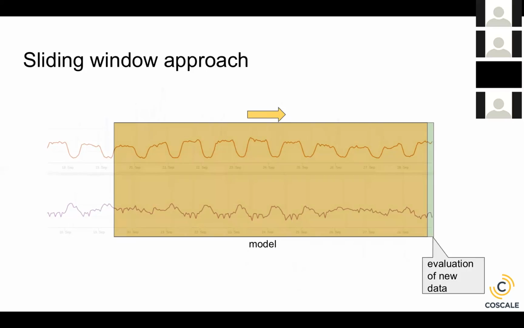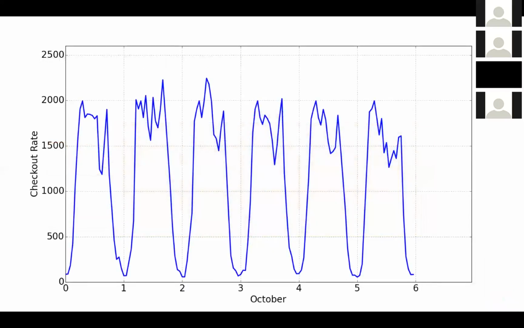Simply put, what it does is we take data from the past. In this case, we have 6 days. And we're going to try and build a model of what is going to happen in the future.